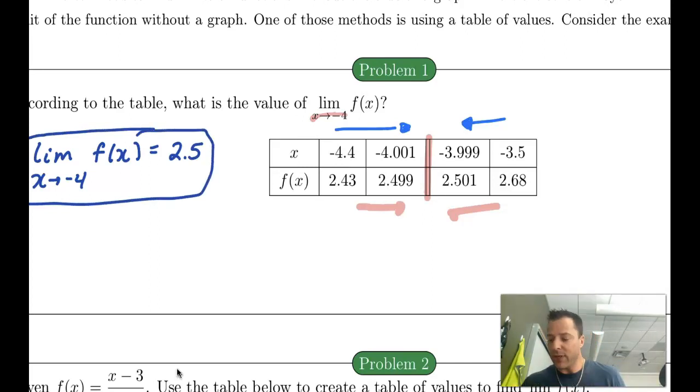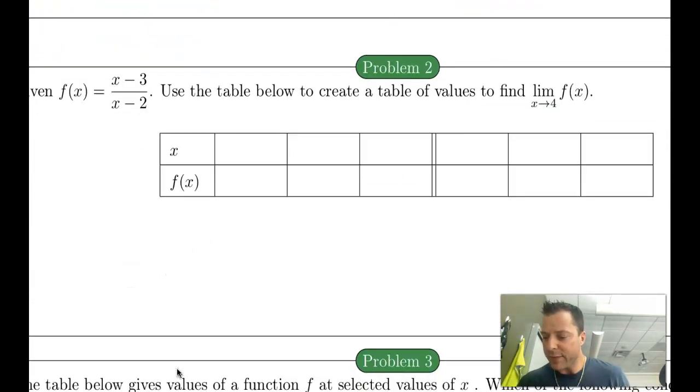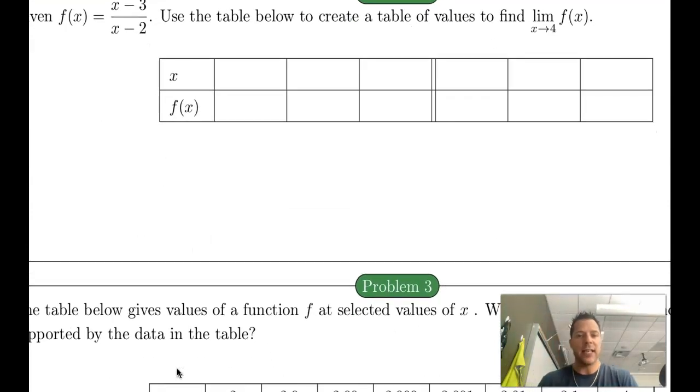In example 2 here, they give us a function. They say, given f of x equals x minus 3 over x minus 2, and we know that x cannot be 2 here, we're undefined. Use a table to create the values, and we want to approach 4. So how do we do that? Again, I put these double arrows in just for help. But how do we start that? How many numbers do we choose?